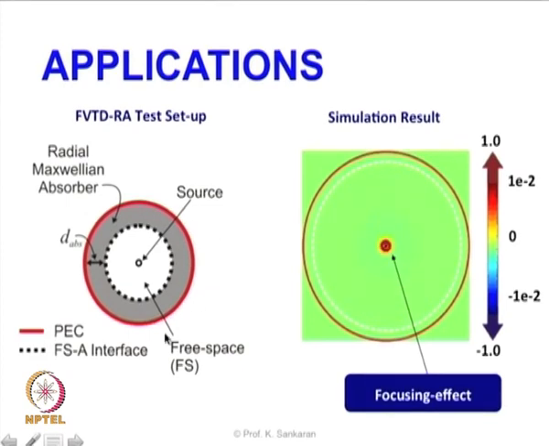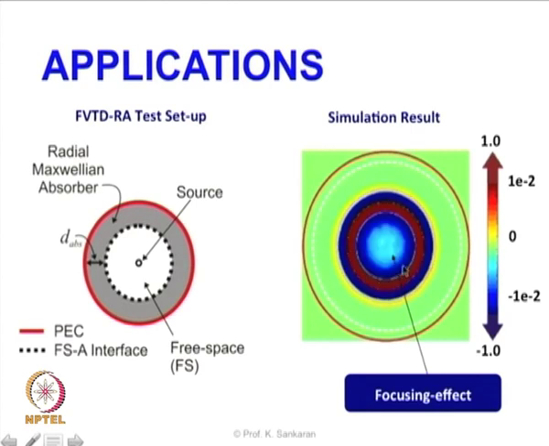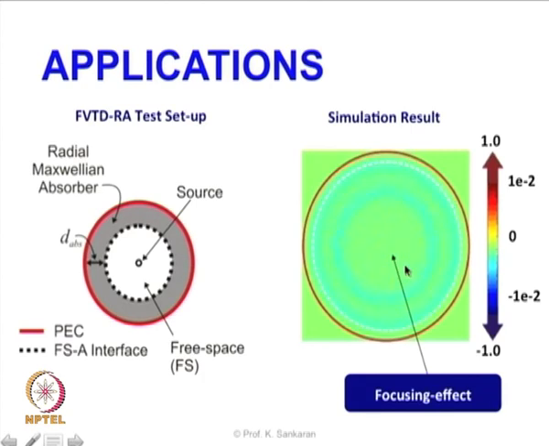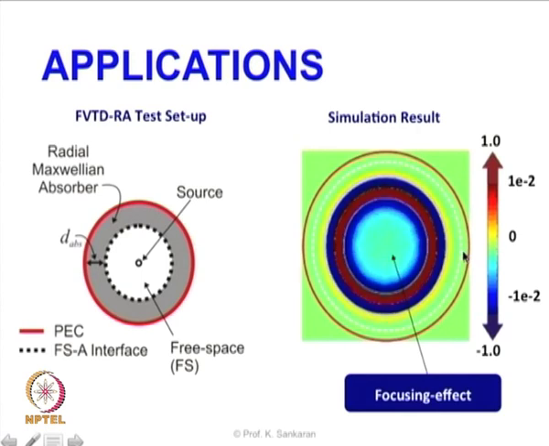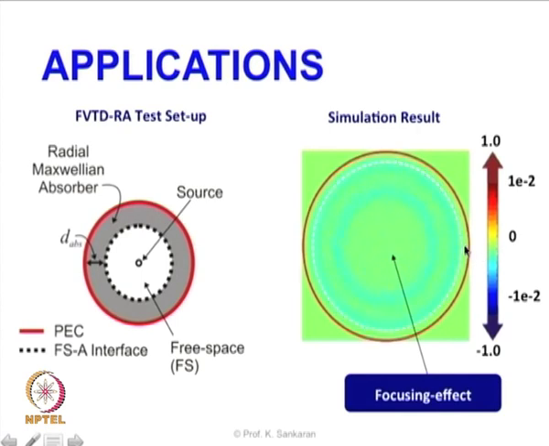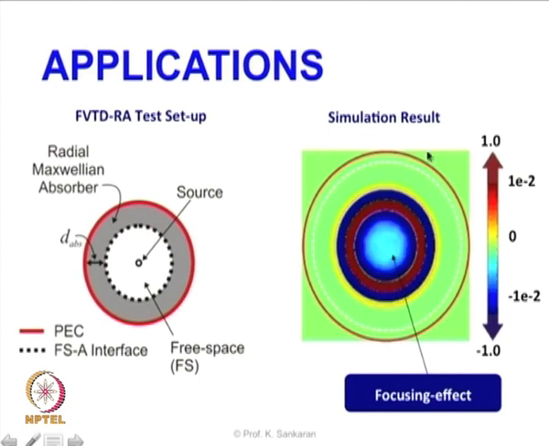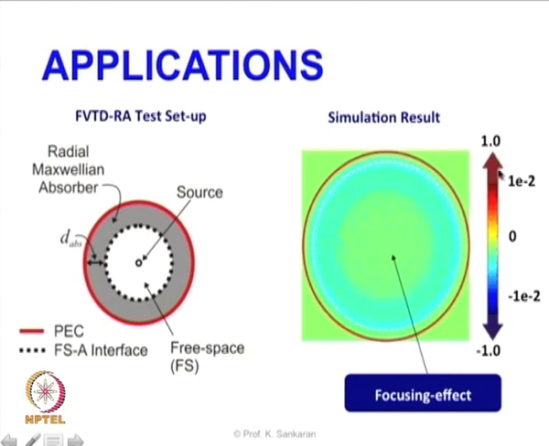The red line is a PEC and the source is, let us say, a sine-modulated Gaussian pulse. What you see here is the pulse going, and you see that some amount of reflection is coming and then it is focusing exactly at the center, and this is as expected because this is like a radial mirror which is putting all the reflected fields exactly at the center.